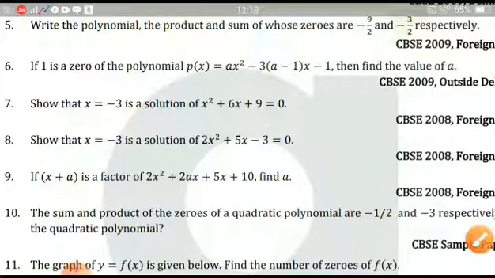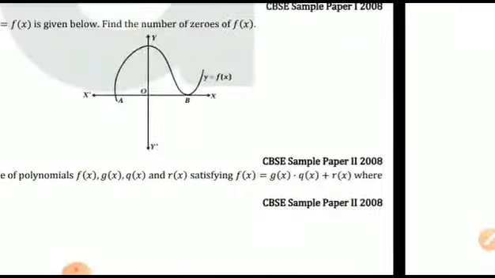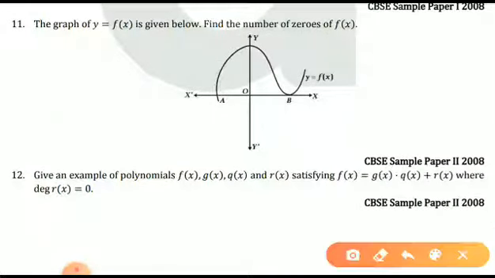Okay. Next, the sum and the product of the zeros of a quadratic polynomial are given and then find the quadratic polynomial. Repeated question, same type. Okay. Now next, 11th question.